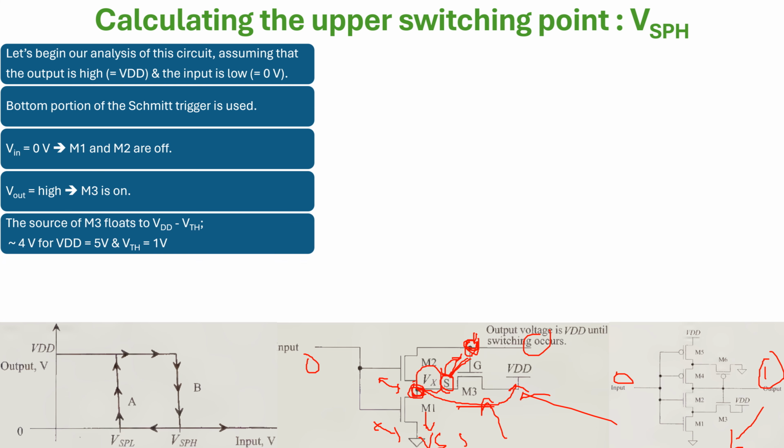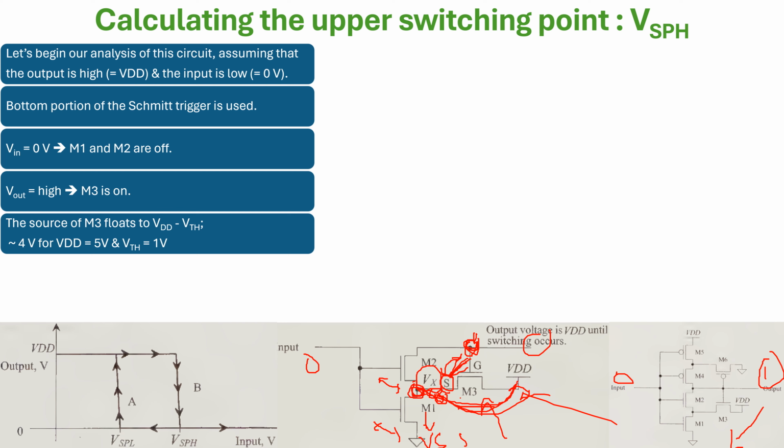Now what is the source of M3? M3 is trying to pull this source, the Vx node, up, right? But as we know, NMOS devices are a good conductor of zeros, but they do not conduct a strong one very well. So what happens when it is trying to pull up to VDD? When it reaches VDD minus VTH of this device, this device will turn off because VGS becomes lesser than VTH of that device.